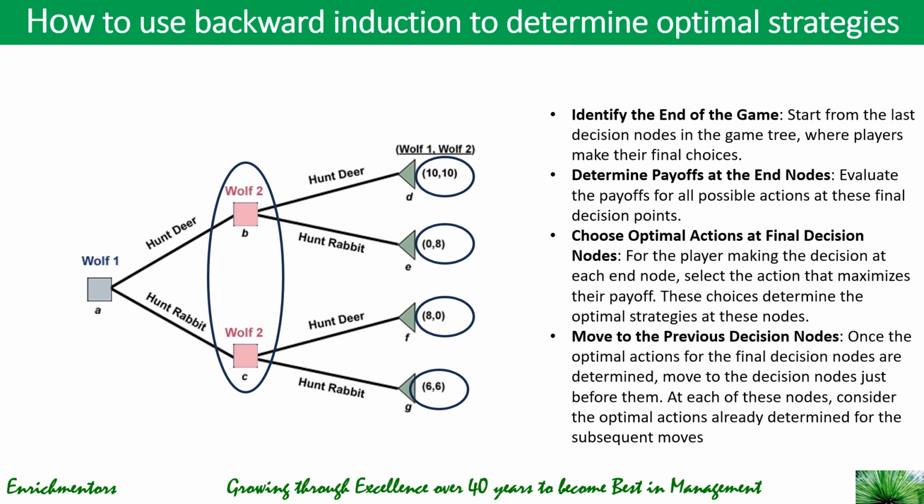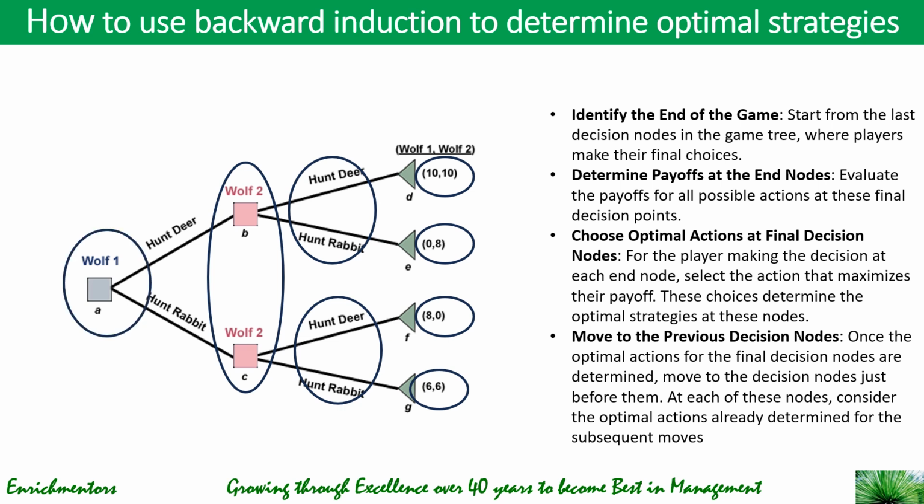So wolf 2 has two choices of hunting deer and rabbit. If wolf 1 hunts deer, there you see wolf 2's optimal choice is to hunt the deer between the two, because he gets a better payoff of 10 versus 8. So wolf 2 has a better payoff there. Similarly, if wolf 1 hunts a rabbit, between the choices of hunting deer and rabbit, wolf 2's better strategy is to hunt a rabbit, right? Because the payoff there is higher at 6.